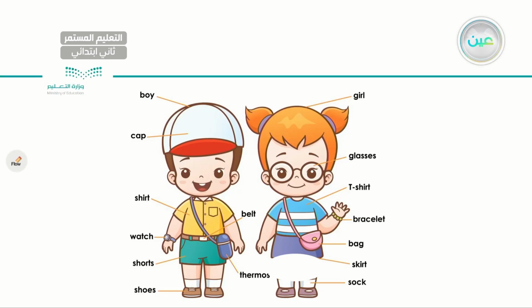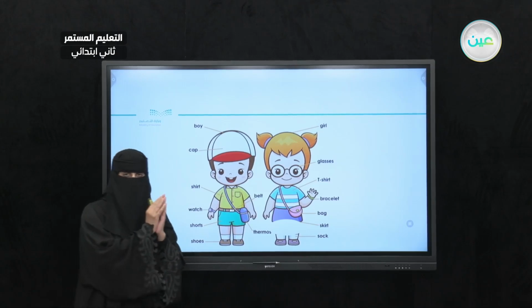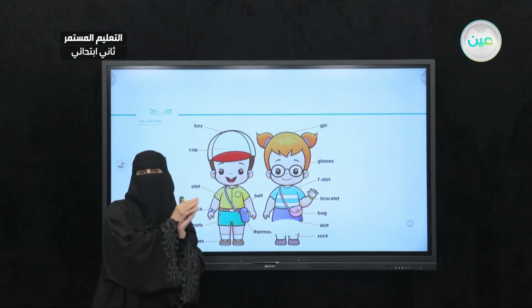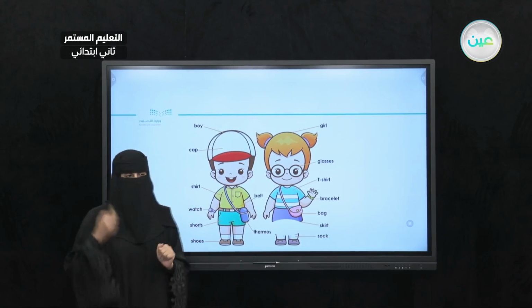Let's name some of the things that the boy is wearing. For example, he's wearing a cap, a shirt, a watch, shoes, shorts, belt. And for the girl, she's wearing different things. She's wearing glasses, a t-shirt, a bracelet, a bag, a skirt, socks, shoes, right? So they are wearing different clothes. So we revise, or we introduce different kind of clothes, and we revise colors.